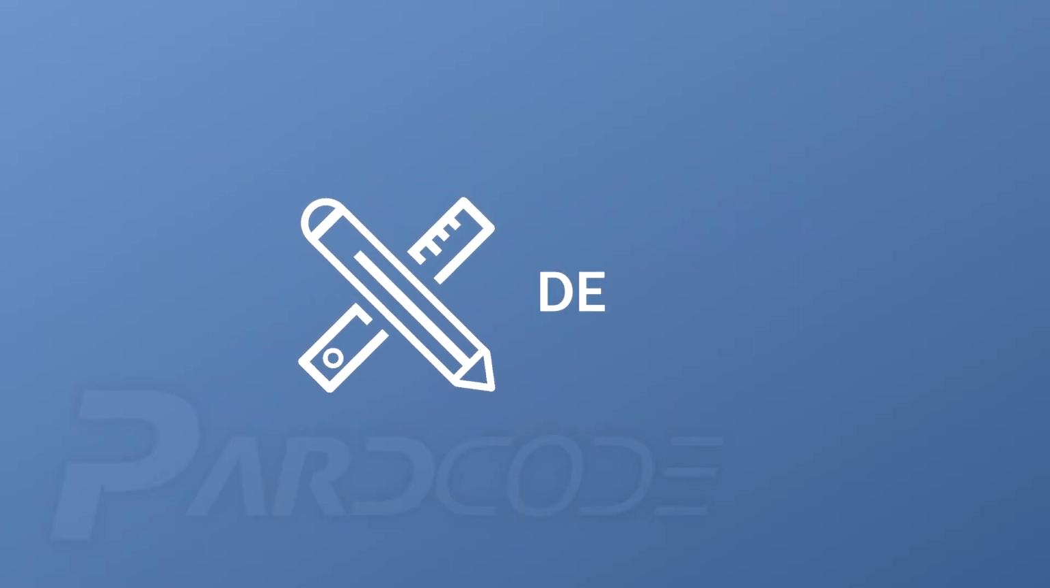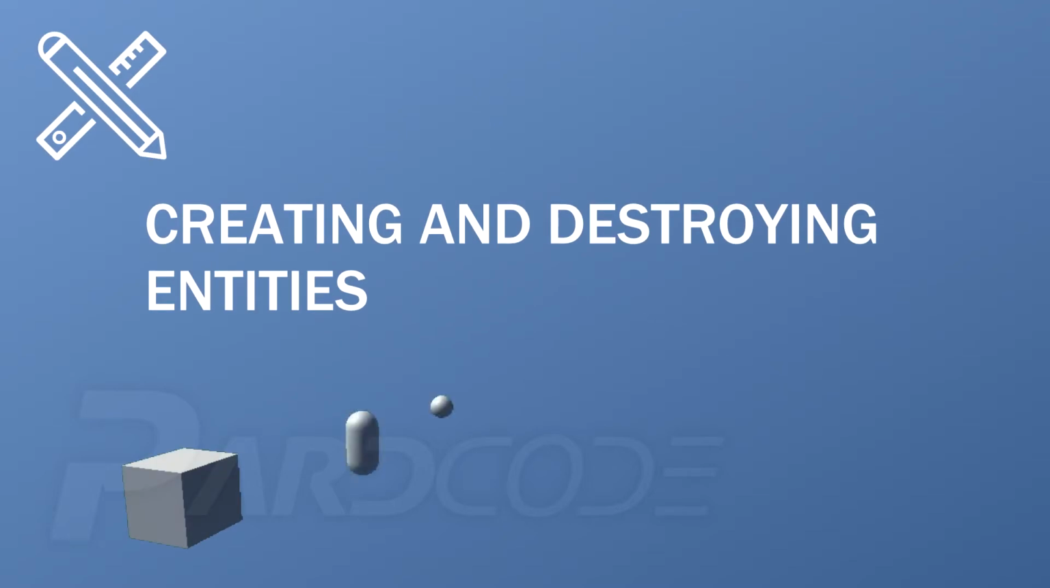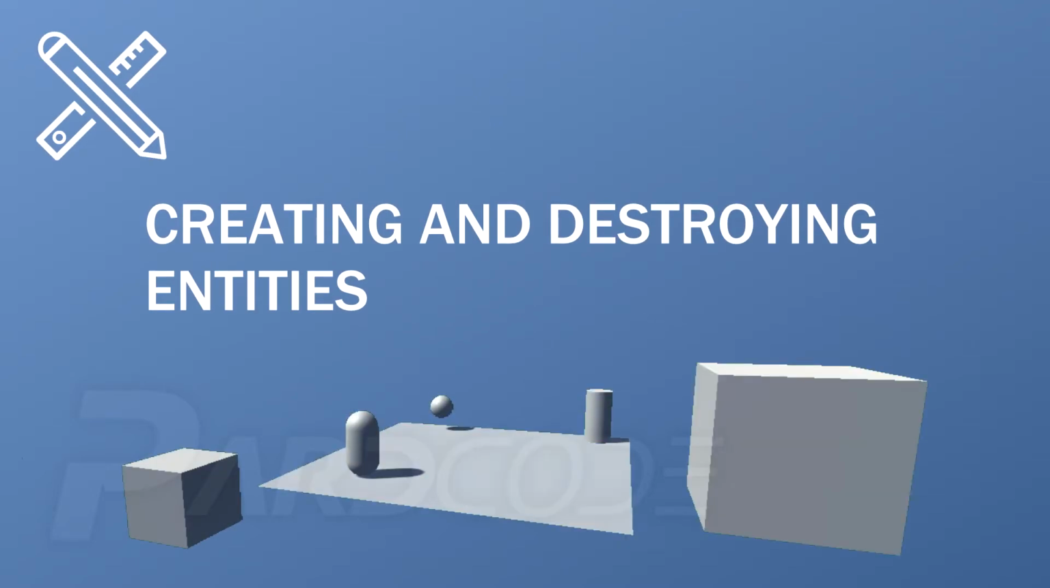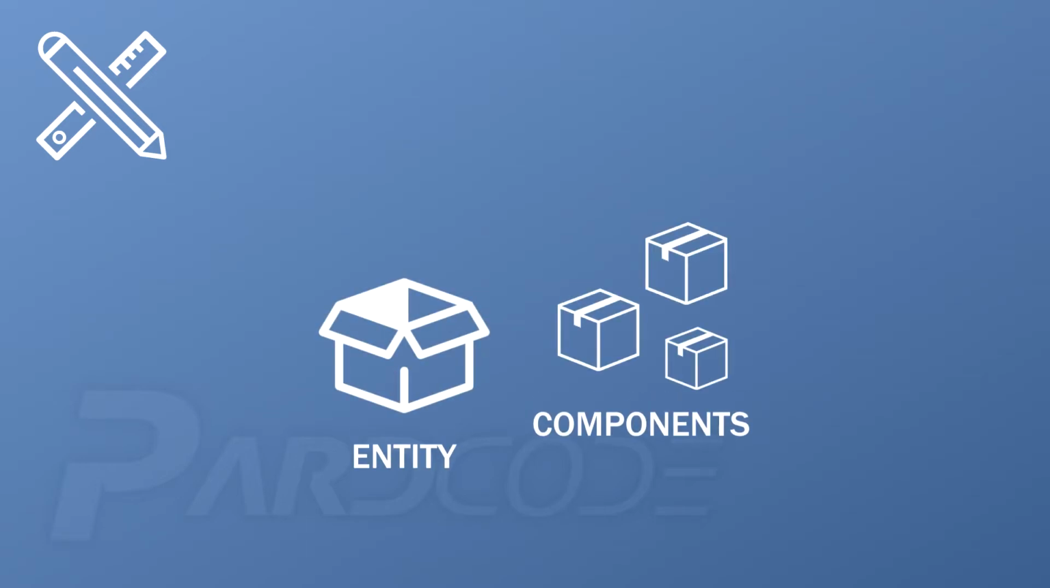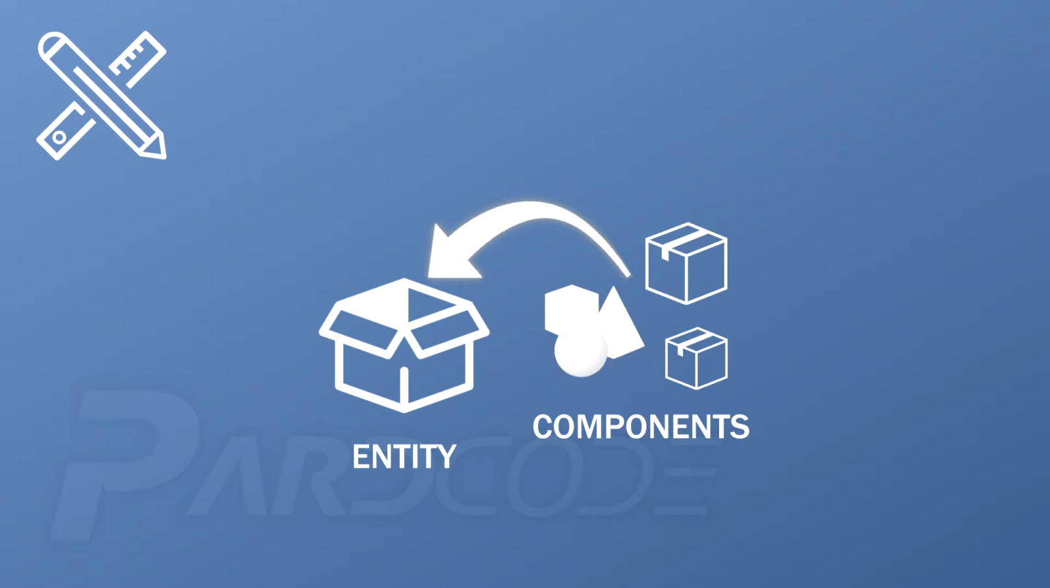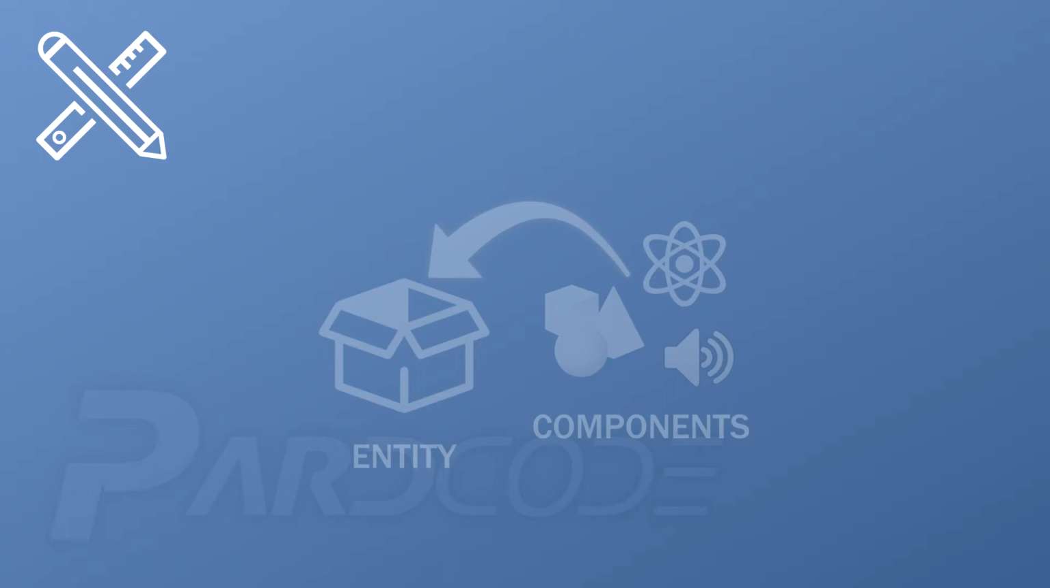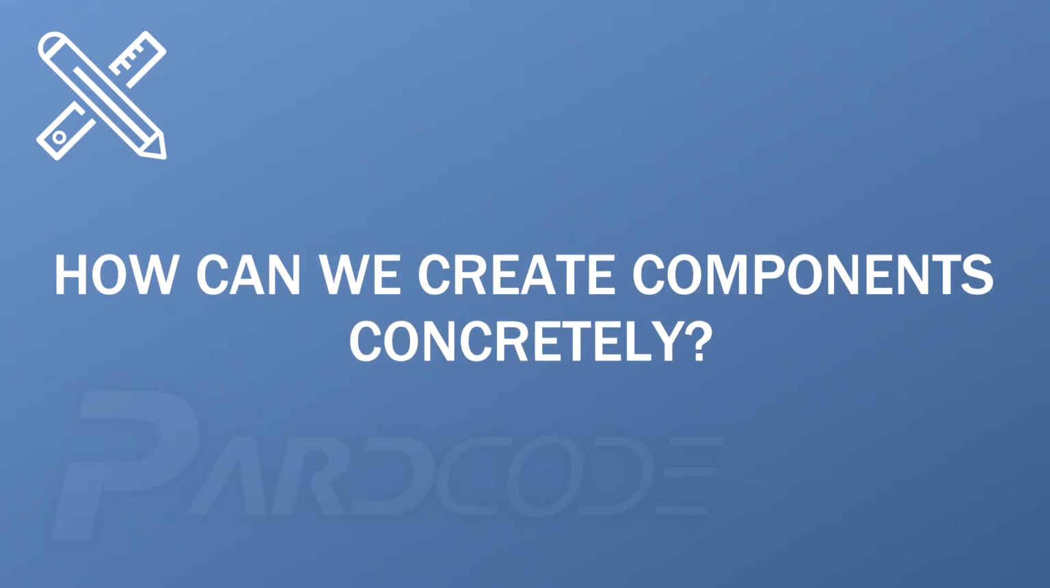Now we can start the design part. The last time we have seen how to create and destroy entities in our game world. Today we will start to create the components. As we have seen in the last tutorial, the components provide specific functionalities to our entities. For example, a mesh component allows to show 2D or 3D objects on the screen. An audio component allows to reproduce sounds, and so on. The problem now is how can we create such components concretely?